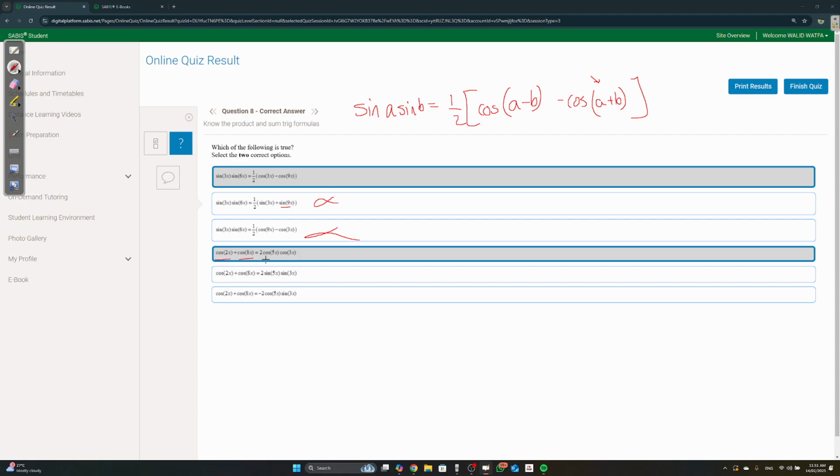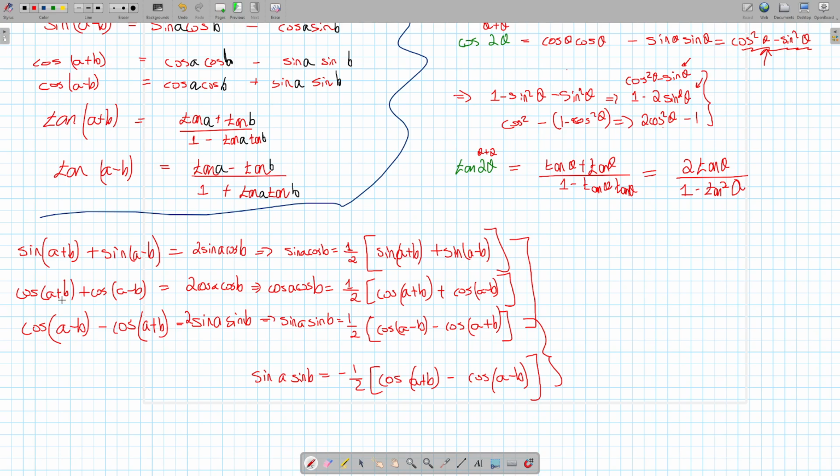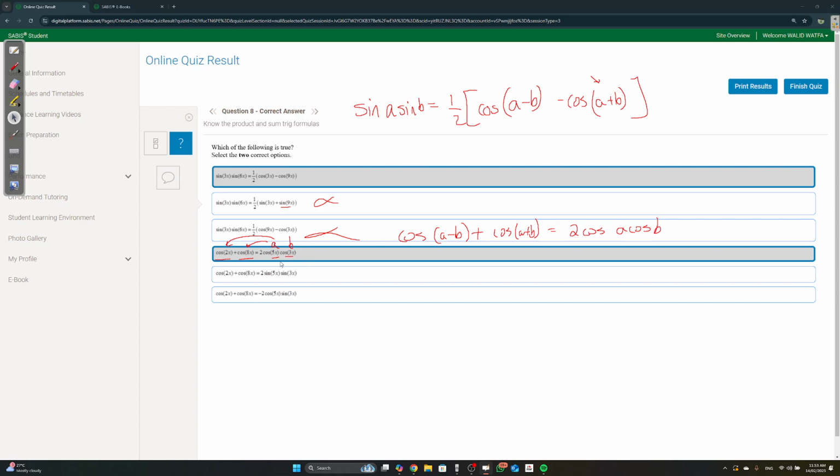Next: cosine 2x plus cosine 8x is equal to 2 cosine 5x cosine 3x. I expanded them both and was like, what am I doing? If you realize the 5 and 3, call this a and this b: a plus b is 8x and a minus b is 2x. So aren't we just doing cosine a minus b plus cosine a plus b? Yes. And for this, it's just 2 cosine a cosine b, I wrote it here. The order doesn't matter, addition is commutative, you know this. So obviously this is going to be correct.